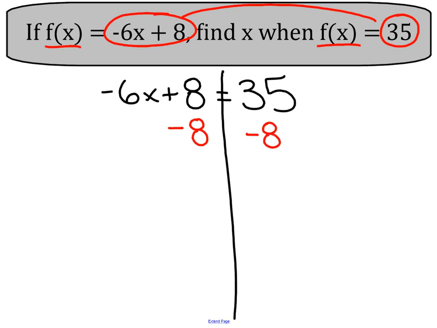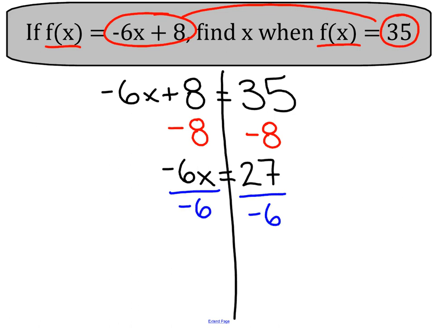That leaves me with negative 6x on the left side. 35 minus 8 is going to be positive 27. I'm going to divide both sides by negative 6. And when I do that, I'm left with x equals 27 divided by negative 6.